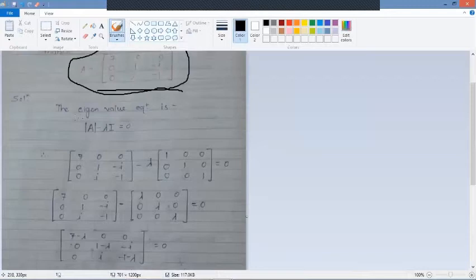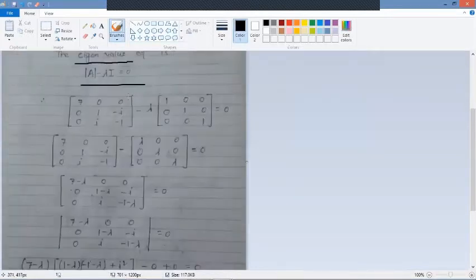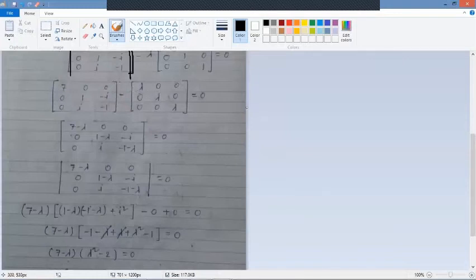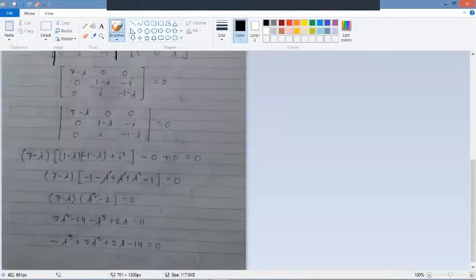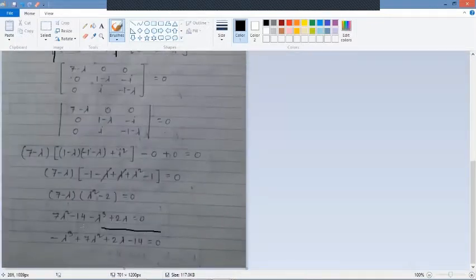So what is the eigenvalue equation? This is the eigenvalue equation. I'm sorry, I wrote it in matrix form, but it is actually the determinant. It is not a matrix, it is the determinant of the matrix. After solving this, we have this type of equation at the end.